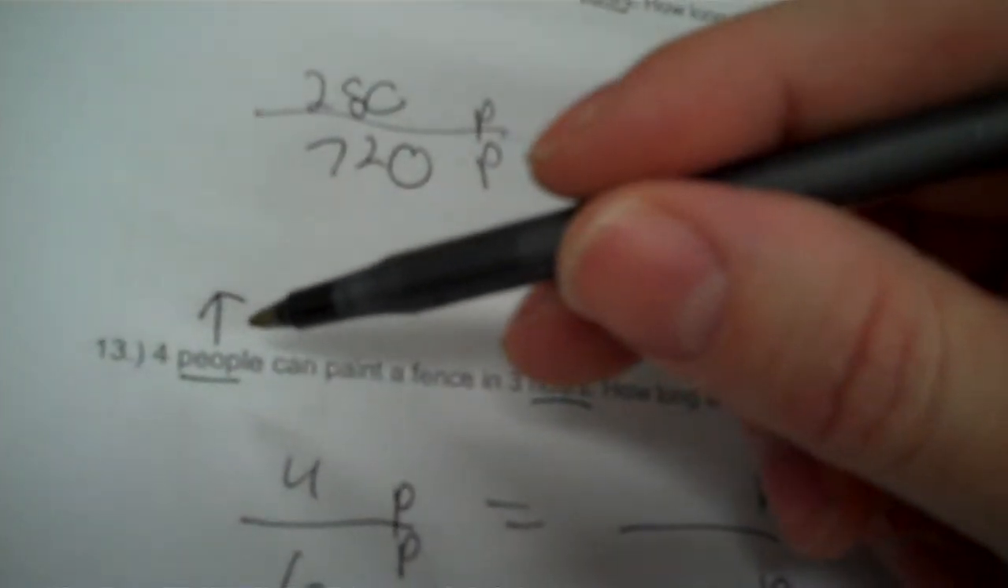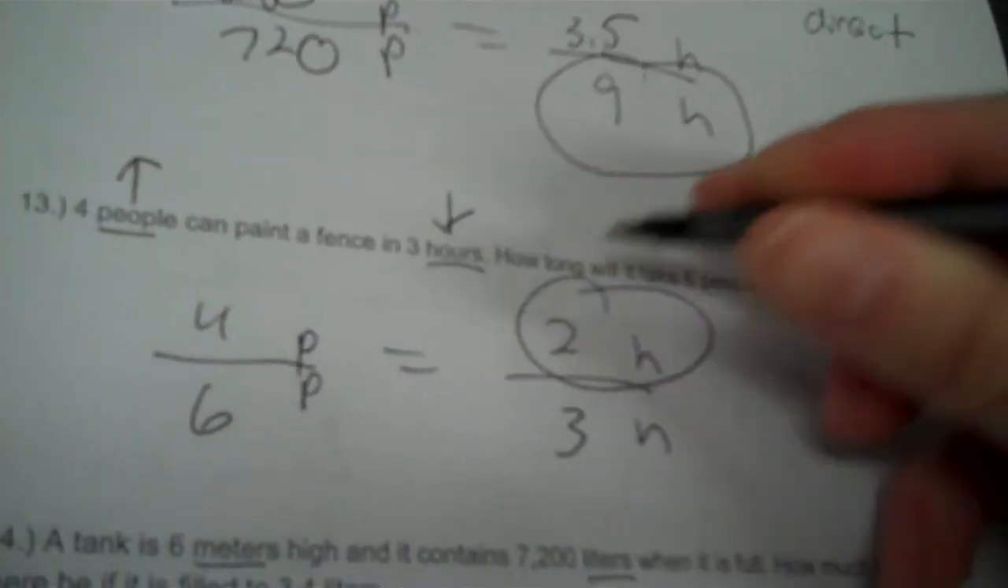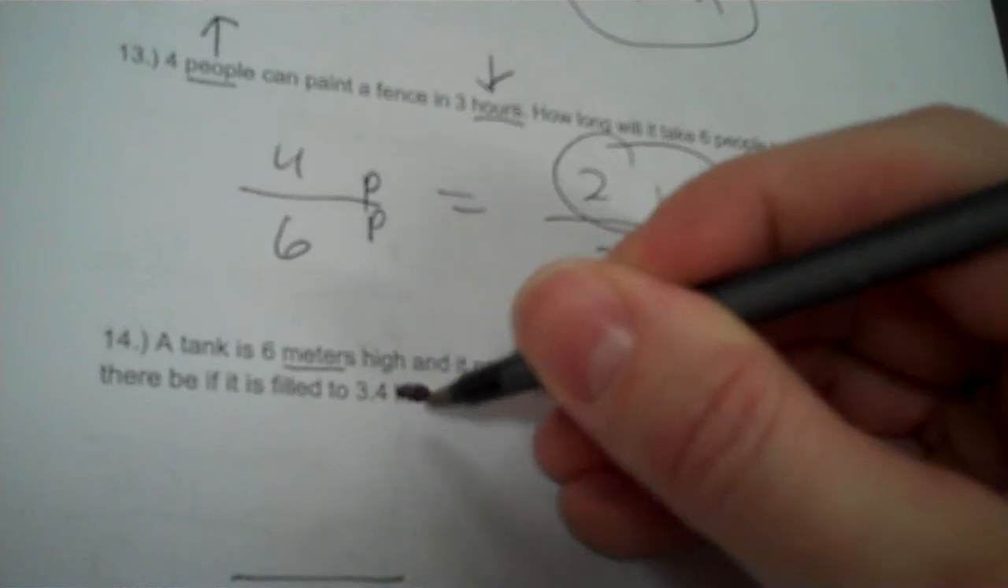So we do not put the 3 directly across from the 4. We put it diagonal. Okay? Cross multiply and divide. It's 2. Okay, I need to change the liters to meters. A tank is 6 meters high, contains 7,200 liters when it's full. How much liquid would there be if it's filled to 3.4 meters?